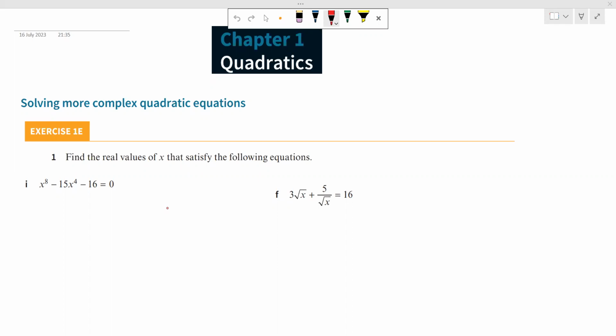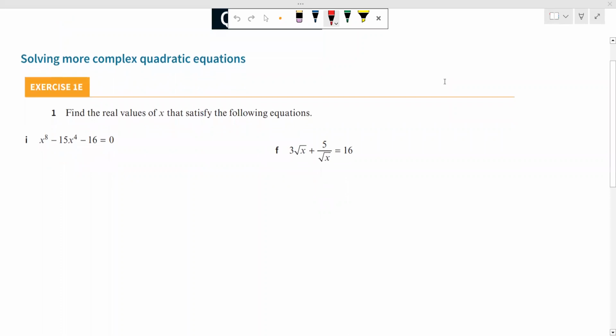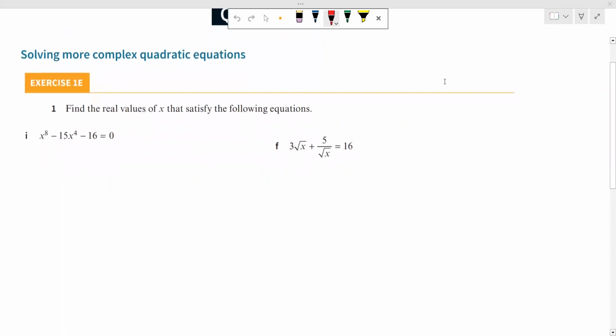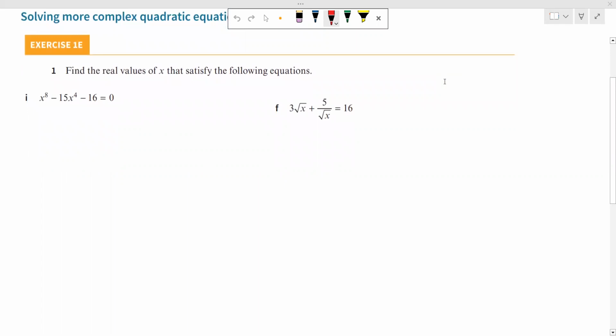Today I am going to explain solving more complex quadratic equations. See here, find the real values of x that satisfy the following equations. First we have to convert into a quadratic equation. Here it is given that x to the power of 8, and the degree is 8. So you make it a reducible function, like you should make it a quadratic equation, then you simplify. Then you can find the values of x over here.